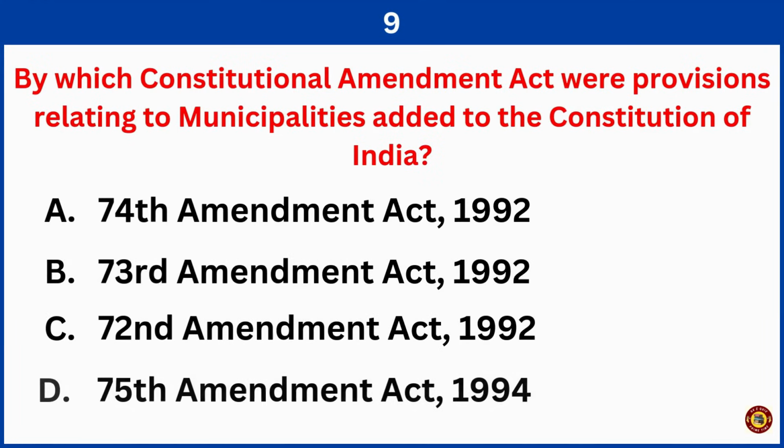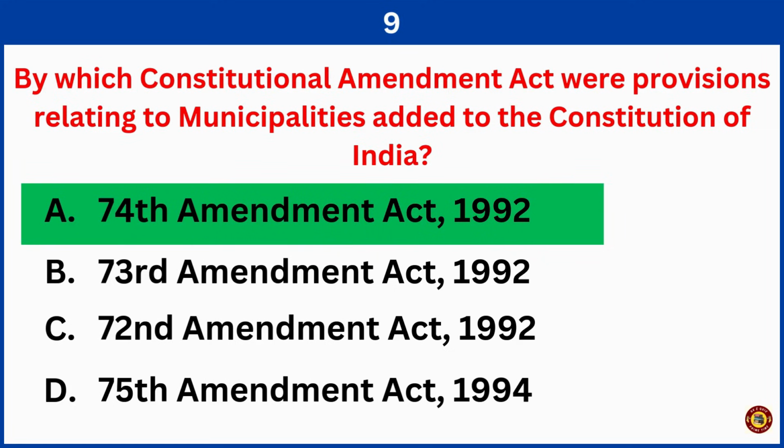By which Constitutional Amendment Act were provisions relating to municipalities added to the Constitution of India? Right answer is option A, 74th Amendment Act 1992.